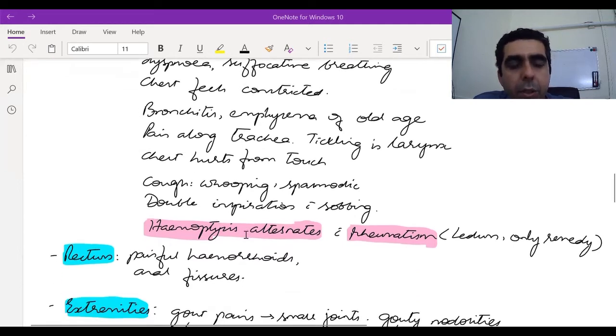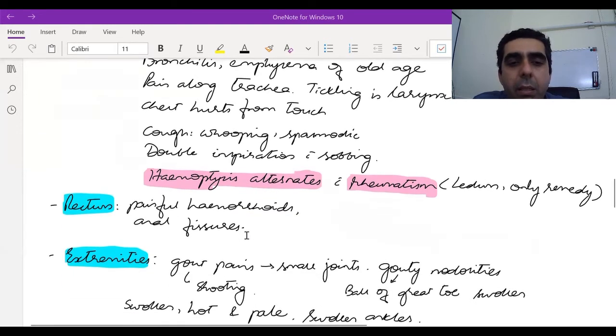A good indication in respiratory symptoms for ledum is hemoptysis, where there is expectoration of blood in sputum, which alternates with rheumatic affections. Ledum is the only remedy. So there is a lot of rheumatism. When the rheumatism goes up, we can see respiratory symptoms which alternate, and along with that, there could be a hemoptysis. Think of ledum as a remedy.